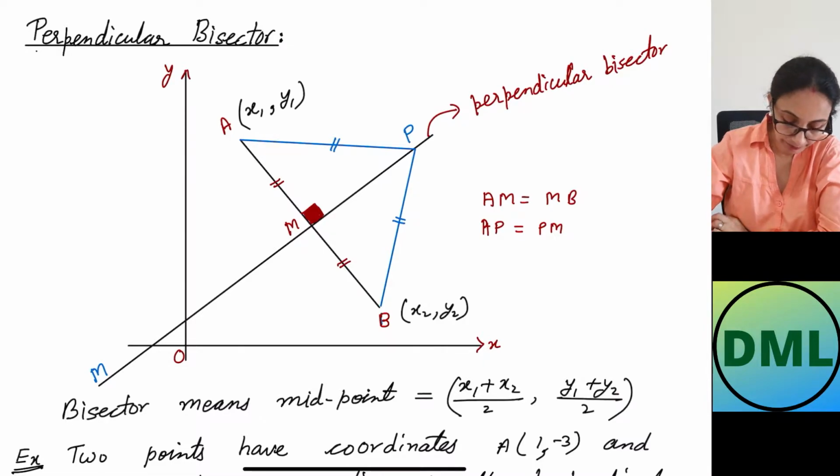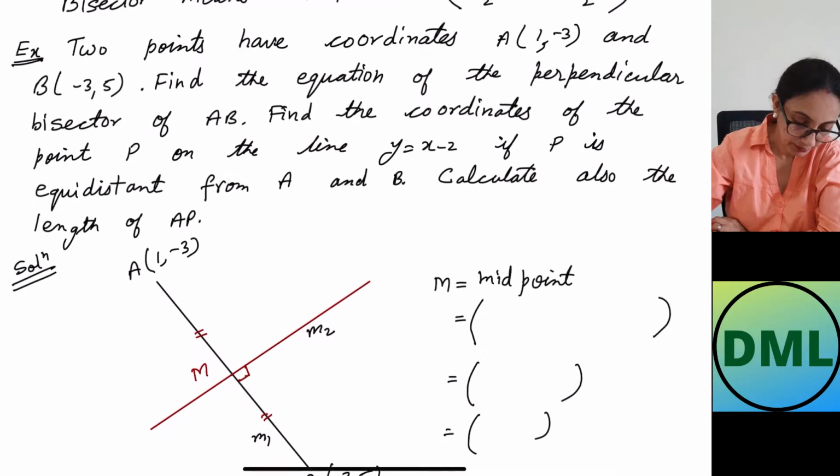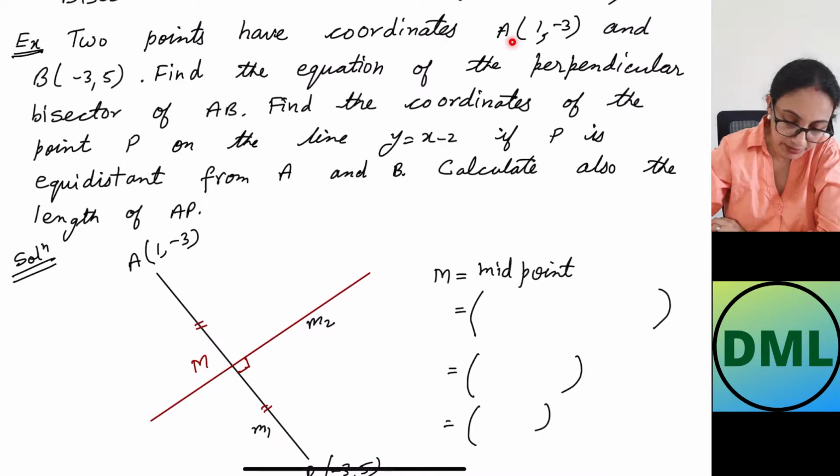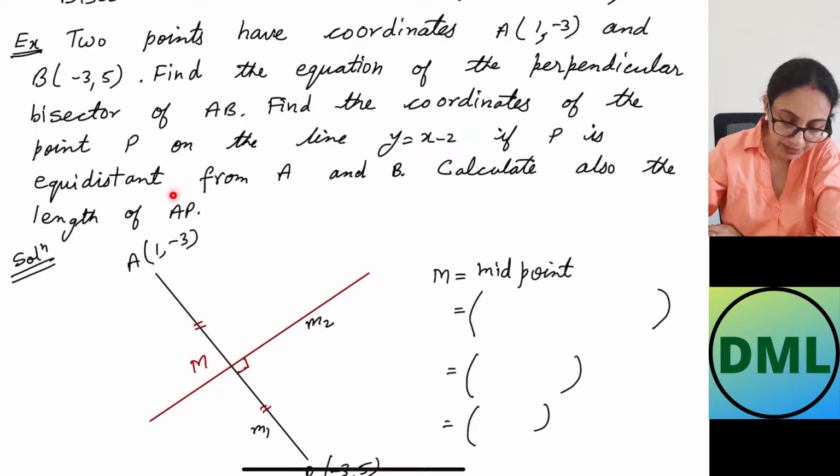Let's see one example. Two points have coordinates A (1, minus 3) and B (minus 3, 5). Find the equation of the perpendicular bisector of AB. Find the coordinates of the point P on the line y is equal to x minus 2 if P is equidistant from A and B. Calculate also the length of AP.